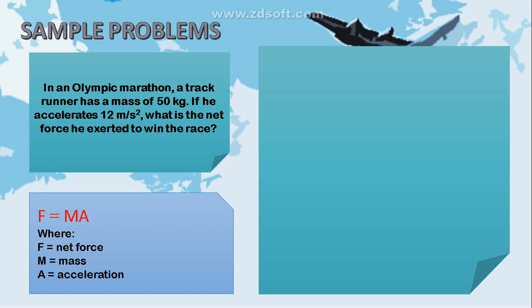So again, you need to label your given first. We have 50 kilograms, which is your mass, and then 12 meters per second squared, which is your acceleration. So, we are looking for the net force. So again, we are just going to use the same formula. So all throughout, ito lang yung formula na gagamitin nyo. Force is equal to mass times acceleration. And then mass is 50 kilograms multiplied by the acceleration, which is 12 meters per second squared.